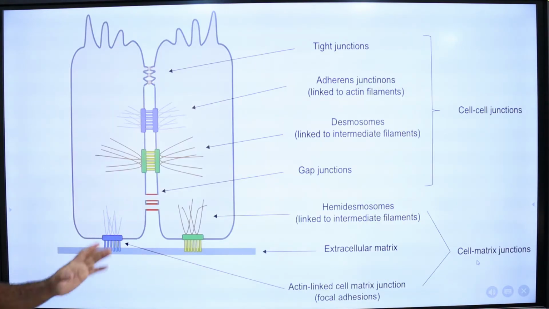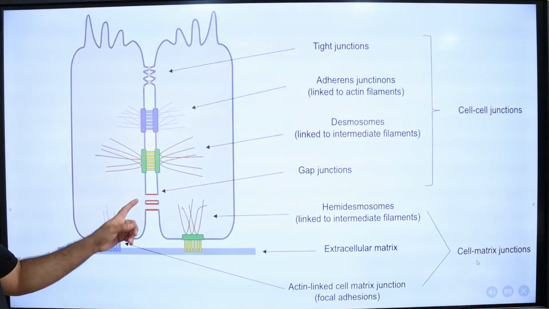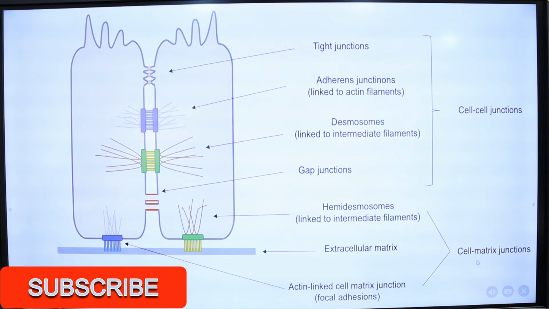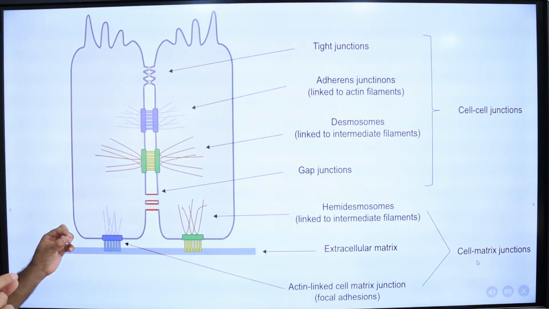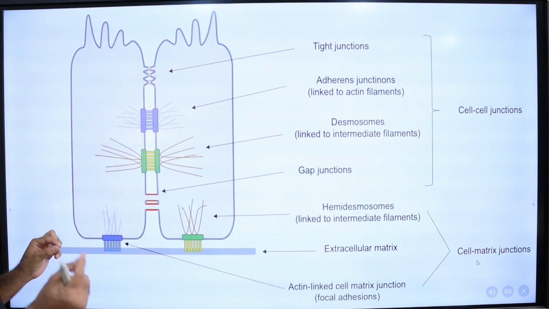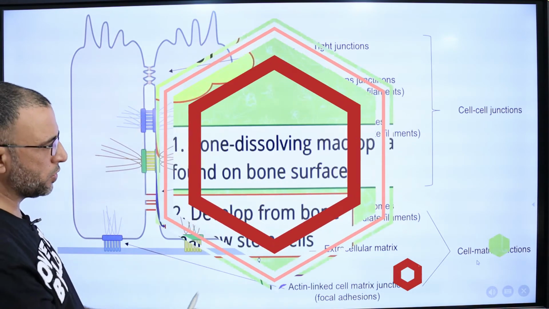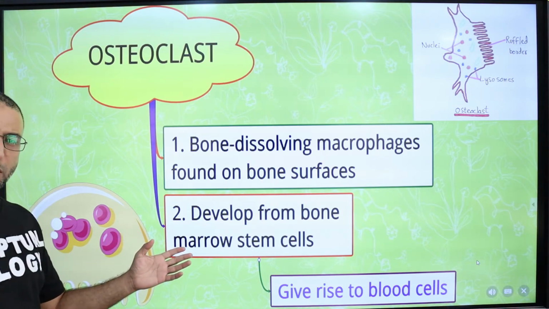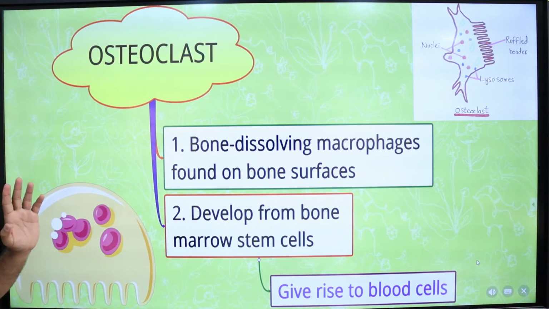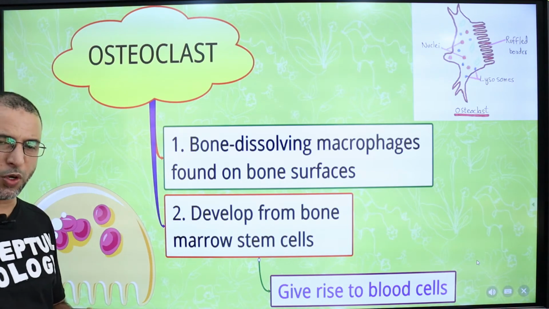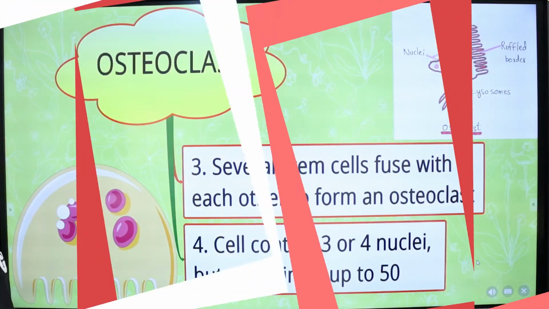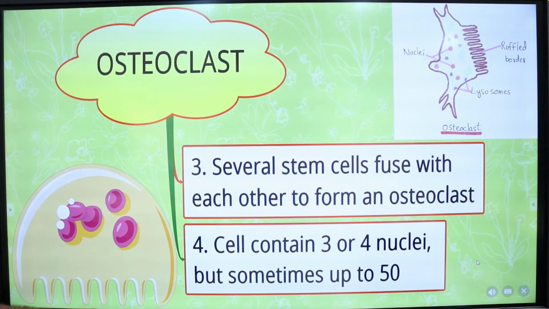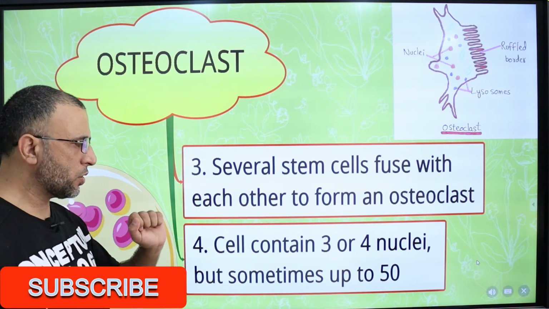There are different types of cell to cell junctions. Gap junctions are present in osteocytes so that the cytoplasmic contents of one osteocyte are connected to the neighboring osteocyte. Osteoclasts are bone dissolving cells, and osteoclasts develop from bone marrow stem cells. Bone marrow stem cells are the cells involved in the formation of blood cells. Several stem cells fuse together to form an osteoclast.